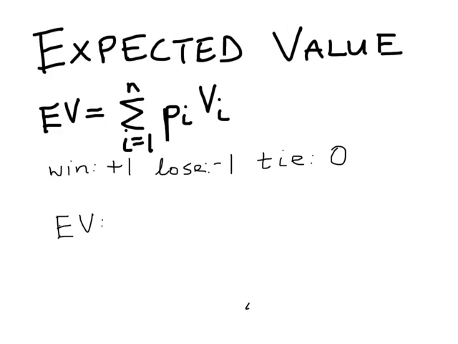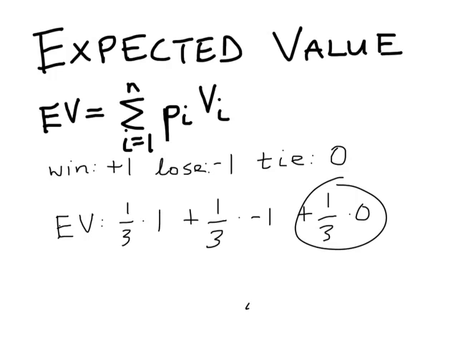Well, the expected value of that gamble then would be 1/3 times 1 plus 1/3 times -1, and in the real world we wouldn't have to write this out, but just to be complete, 1/3 times 0. And of course 1/3 times 0 is 0, so you don't really need to write that out. Well, this is positive 1/3 plus -1/3. The expected value of this gamble is 0. So this is a fair gamble. That's what a fair gamble is: one whose expected value is 0.